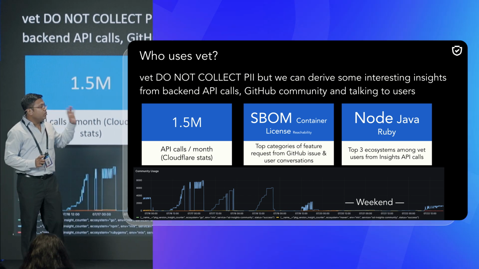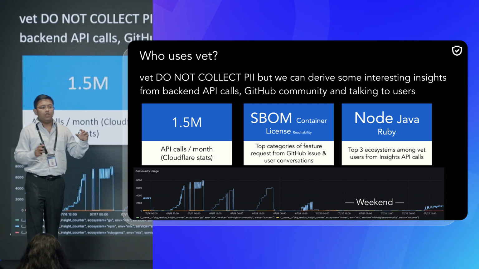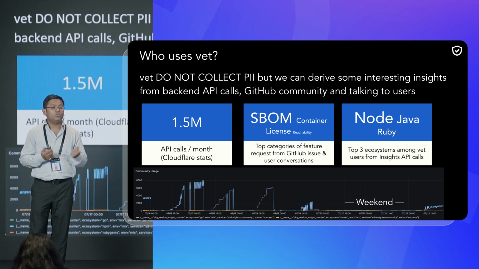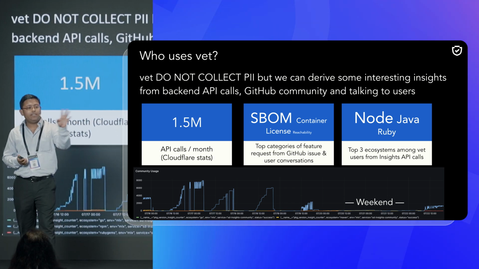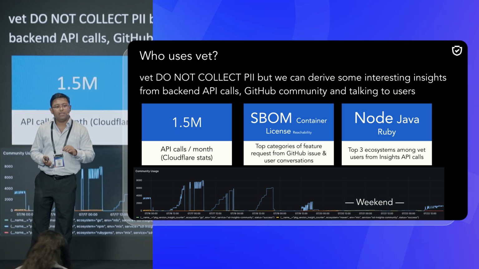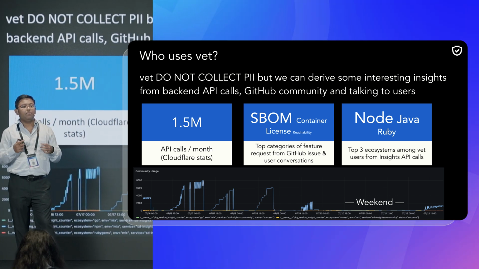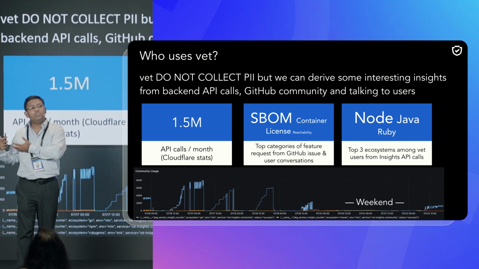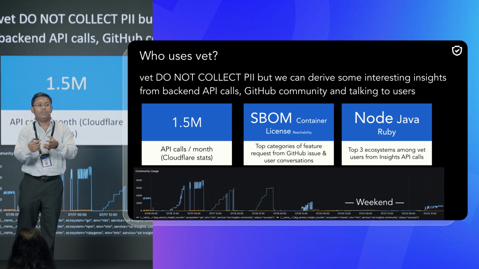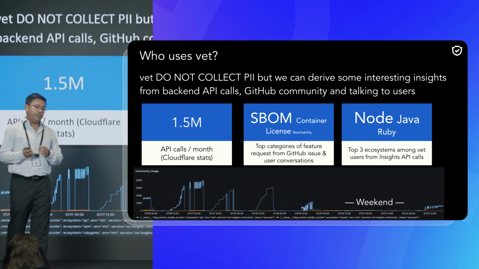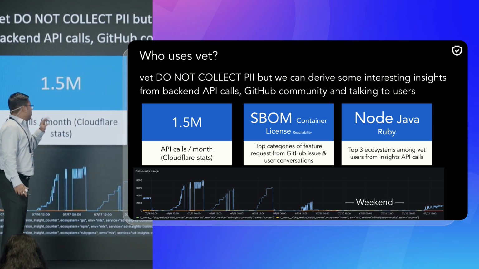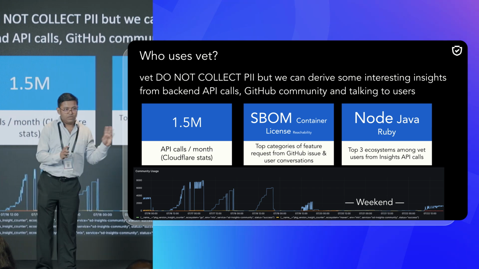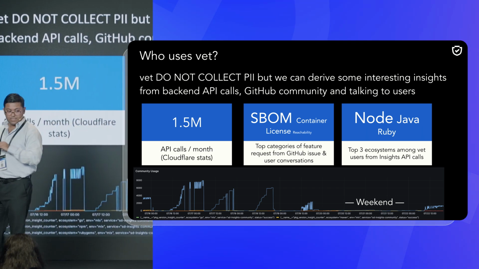But we do host a backend API to aggregate security metadata about open source libraries. For example, VET detected 5 libraries used in your code. Now, in order to allow you to write policy or enforce policy, it needs security metadata. So we host an API which allows VET to pull that aggregated security metadata. We have about 1.5 million API calls there. We don't know from where, but we see pretty good usage.